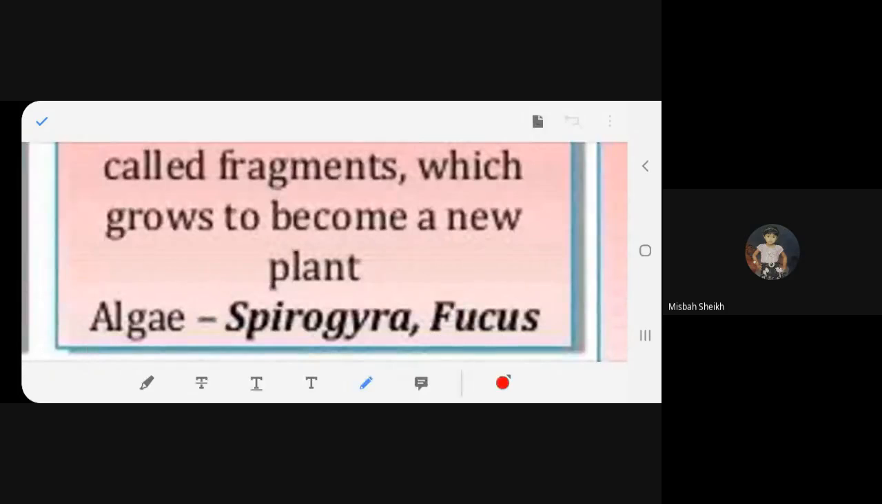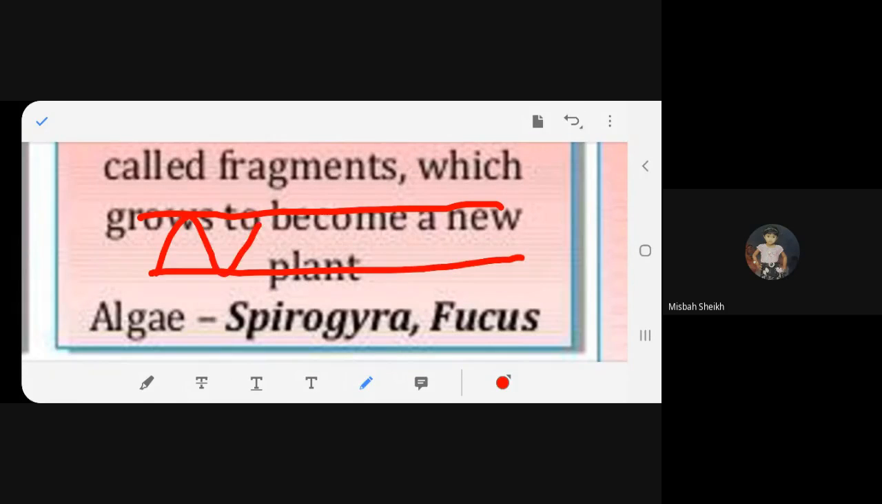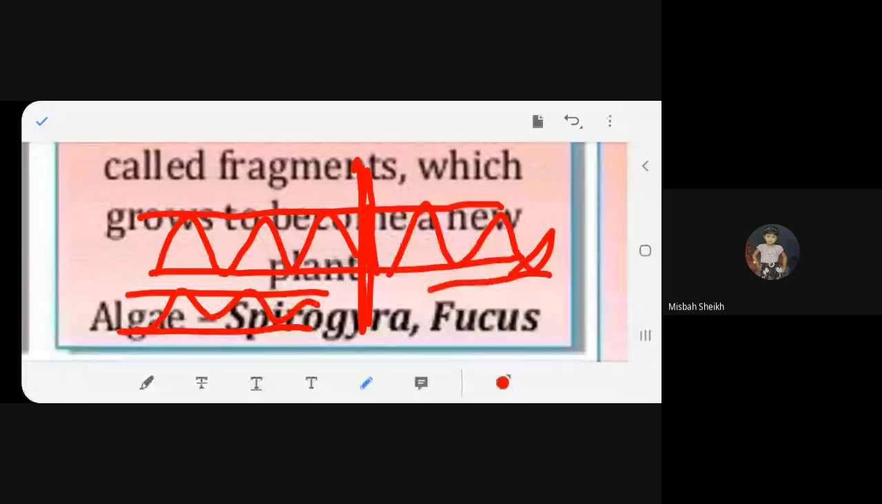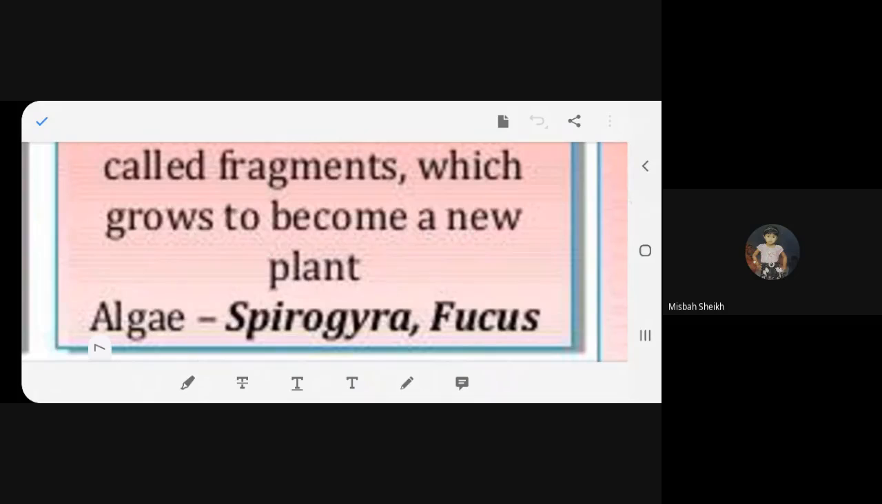For example, I take a plant. Now this plant breaks from here. I get two new plants. You understand? If it breaks from the center, it fragments from the center. I get two new individuals. This is called fragmentation.